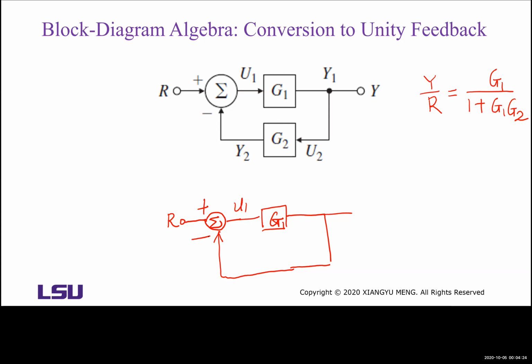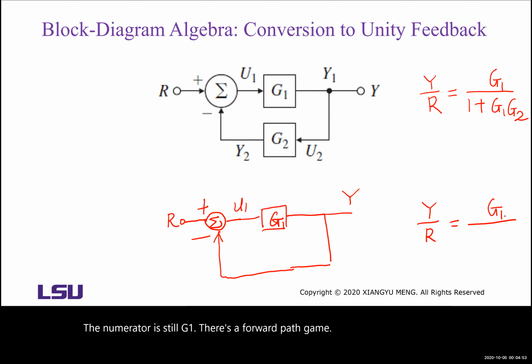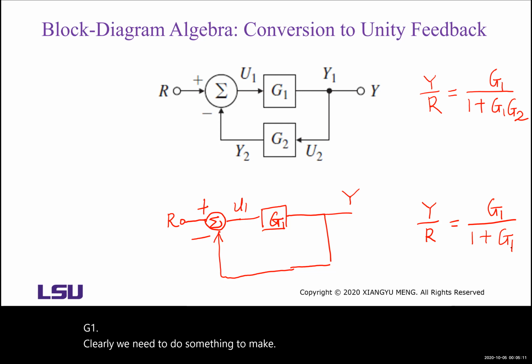When you look at this block diagram, we know the transfer function in this case is Y over R. The numerator is still G1, the forward path gain. Then the denominator is 1 minus the loop gain, which is 1 plus G1. Clearly, we need to do something to make Y and R have the same mathematical relationship.